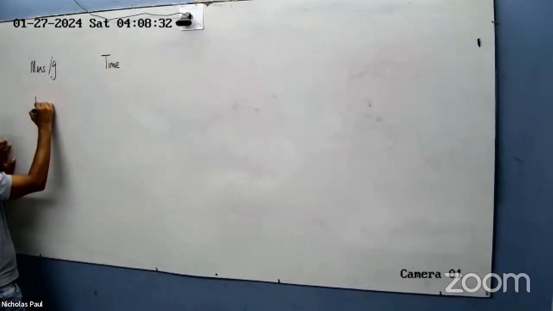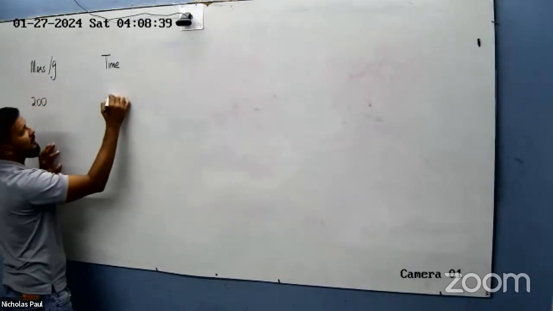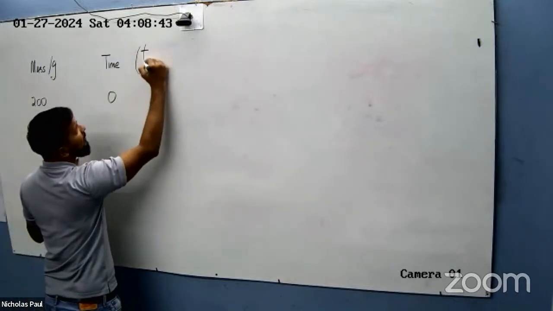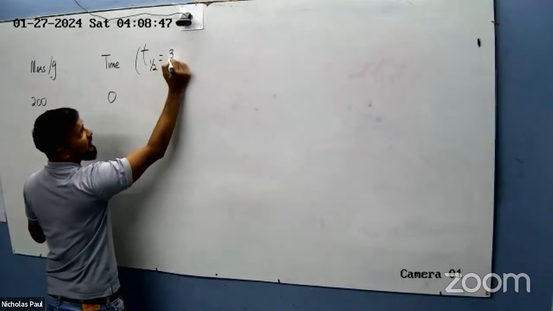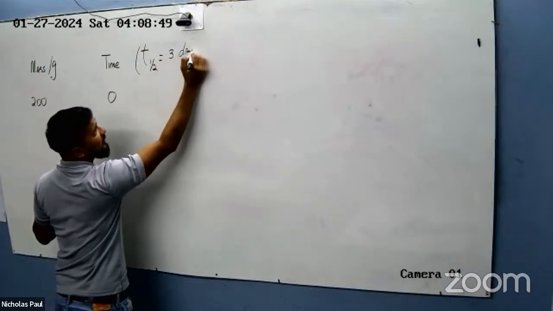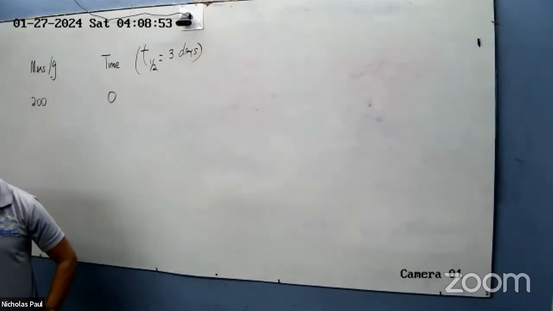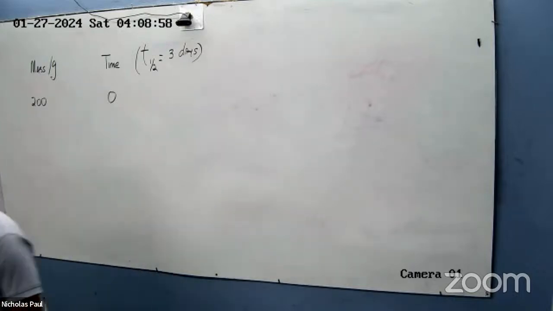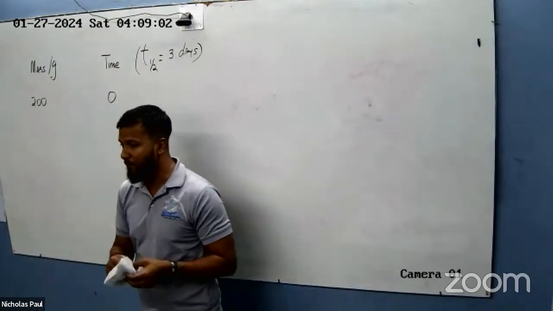So we're starting off with 200 grams of a radioactive element on day 0, and the half-life for this element is how much? 3 days? Let's use 3 days. We're going to run through the concept of half-life. Half-life is the time taken to reach half of the present element.